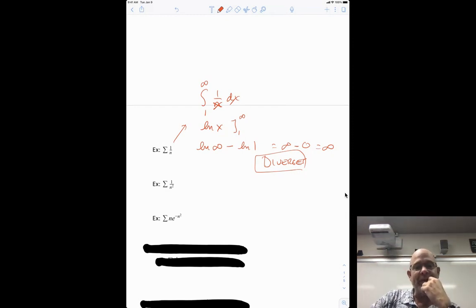One thing to notice about this test, this is not a great test. This test is only useful if you can integrate the thing. You're going to see a lot of series where you go, oh my God, look at that, I would never want to integrate it. So the integral test is kind of like a last resort. It's a cool test, works pretty nicely, but it's a last resort if you can't integrate it.